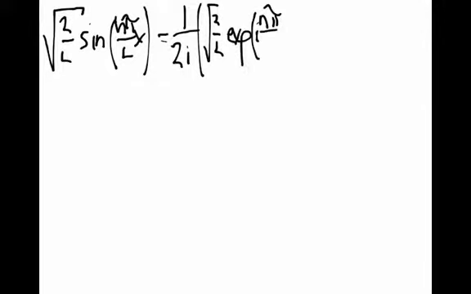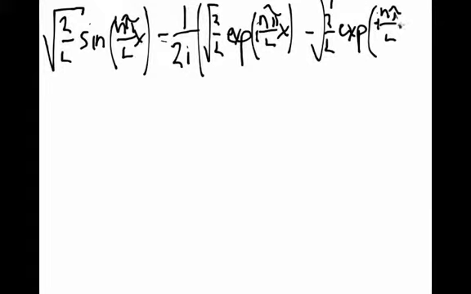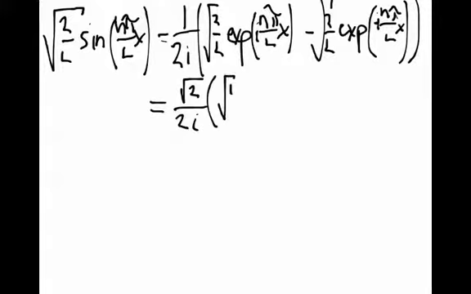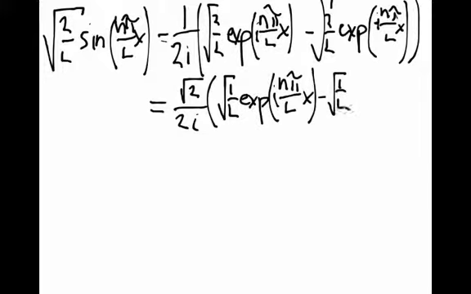So let's start doing some algebra, start pushing some things around here. So using Euler's relation, we have root 2 over L sine n pi over Lx is equal to 1 over 2i times root 2 over L e to the i n pi over Lx minus root 2 over L e to the minus i n pi over L times x. Okay? That's just Euler's relation. Now I can pull out a root 2 and get root 2 over 2i times square root 1 over L e to the i n pi over Lx minus square root 1 over L e to the minus i n pi over L times x.